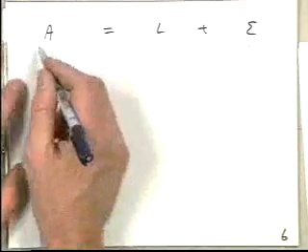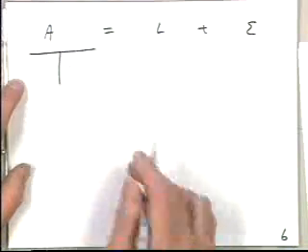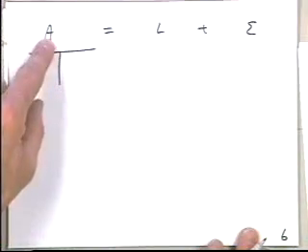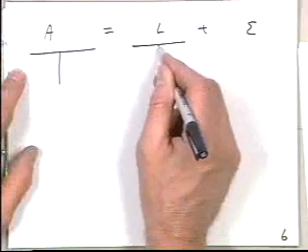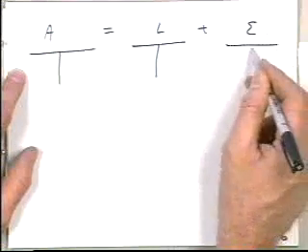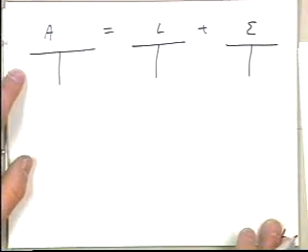Assets equal liabilities plus equity accounts. Now I'm going to use a thing called T accounts to describe what's going on. So I have a T account for assets, a T account for liabilities, and a T account for equity accounts. Anyone know why we call them T accounts?